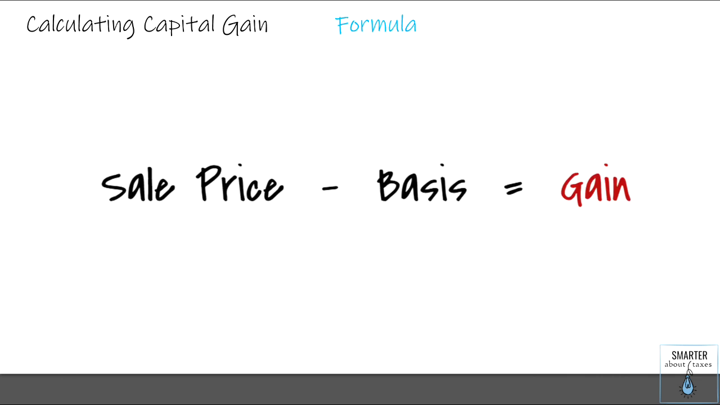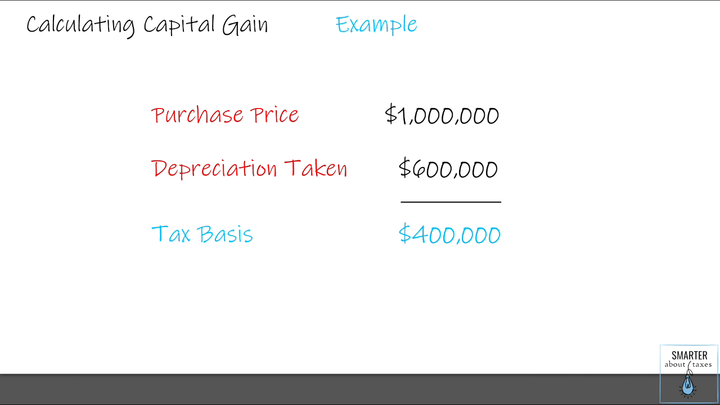Okay, so here's our formula. Really, really simple. The sale price of what you sell minus your tax basis equals gain. Pretty simple, right? Calculating the tax basis is the hard part, okay? So in this case, we're just going to do a simple example. We bought a building for $1 million. We took depreciation against that building over time, right?